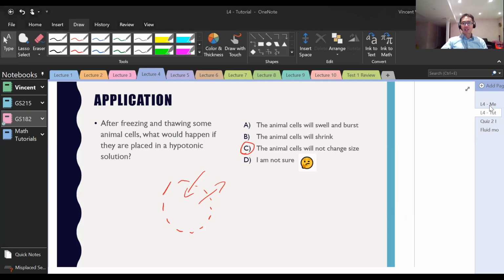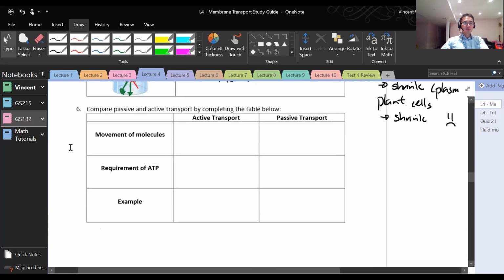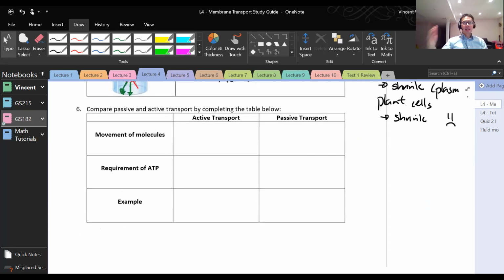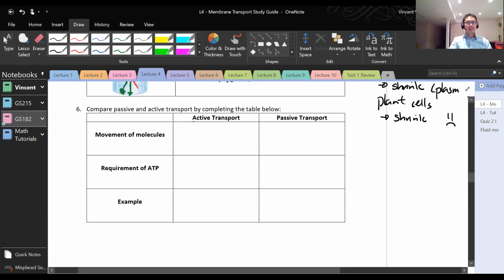Okay, excellent. Let's go back to number 6 right here. Compare active and passive transport. So movement of molecules for passive transport is going to go from high concentration to low concentration. Just like going downhill, it happens automatically, it happens spontaneously, no effort is required. So this goes down the concentration gradient.